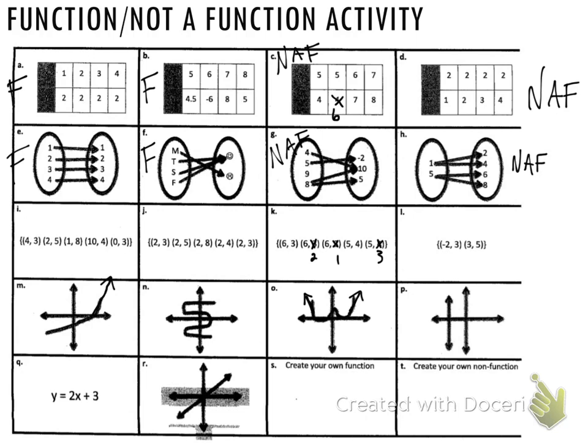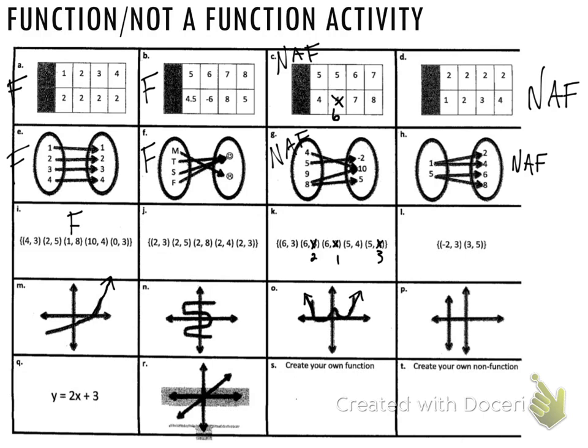Okay, our sets of ordered pairs. Letter I, function or not a function? Do we have an x value repeating? We do not, so this one would be a function. My x values are 4, 2, 1, 10, and 0. None of those repeat, so it is a function.